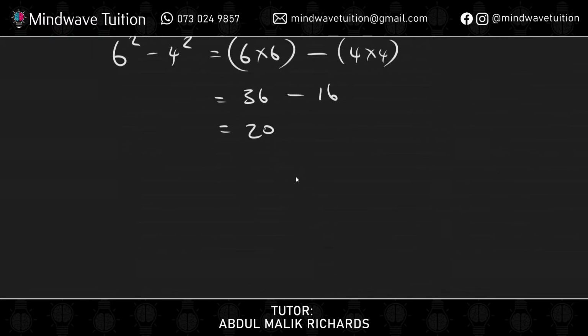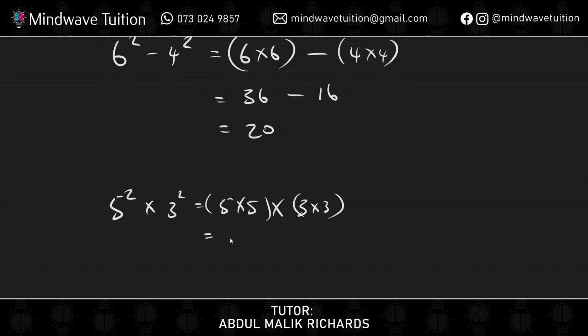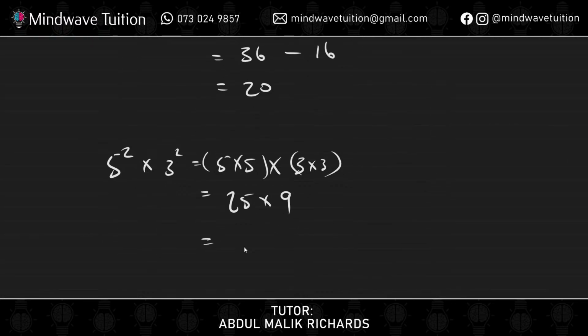We can multiply exponents as well. So this is 5 squared times 3 squared. So 5 squared is going to be 5 times 5 multiplied by 3 squared, which is 3 times 3. So 5 times 5 is 25 multiplied by 3 times 3, which is 9. And what is 25 times 9? 100, no, 225.